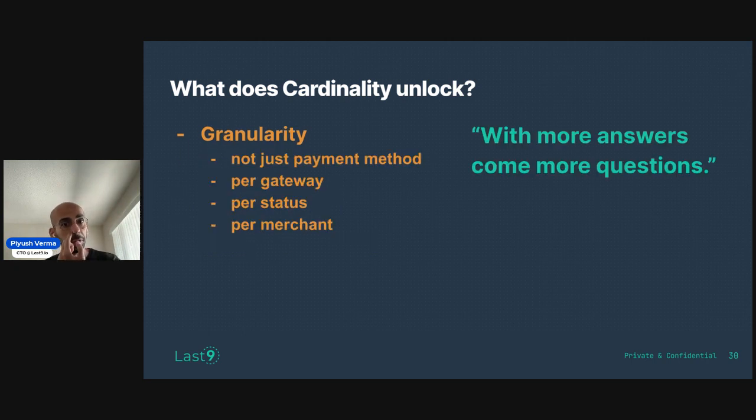What does granularity mean? It could be not just payment method. Your observations are per gateway, per status, per merchant. The richness of your questions keeps going deeper and deeper. You can start dissecting further and further as much as you want, because with more answers, you can only have more questions thereafter. Okay, I know this is working, but what else is not working?